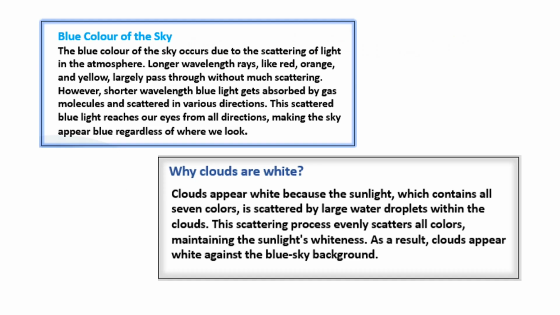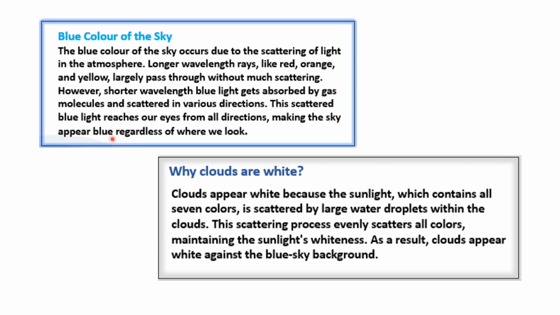Next we are going to see why the sky is blue. The blue color of the sky is due to the scattering of light in the atmosphere. We already know that the longer wavelength colors like red, orange and yellow pass through without much scattering. Shorter wavelength colors like blue get absorbed by the gas molecules and are scattered in various directions. The scattered blue reaches our eyes from all directions. That is the reason the sky appears blue.